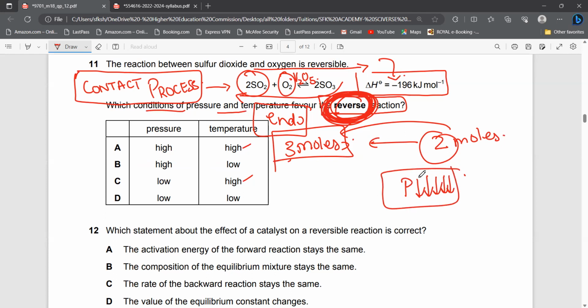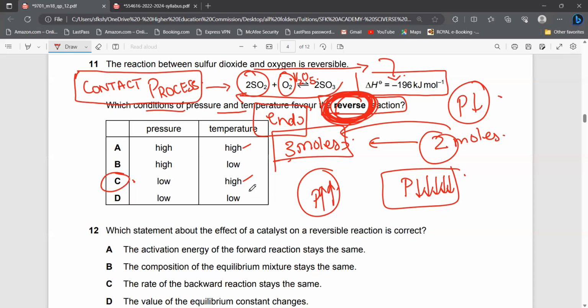Lesser pressure moves the equilibrium to the greater mole side, because the equilibrium wants to regain the pressure, right? So in order to regain the pressure, it's going to increase the number of molecules in the equilibrium by shifting to the left hand side, because the left hand side has greater moles. So all we need to do is lower the pressure, then the equilibrium will shift to the left hand side. If it shifts to the left, the reverse reaction is automatically favored. So pressure has to be low. Option C is the correct answer. Temperature high, pressure low, only then will the reverse reaction be favored.